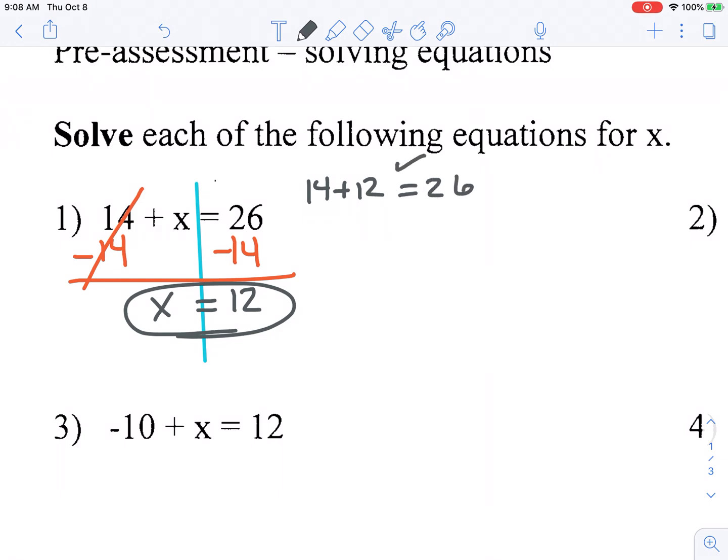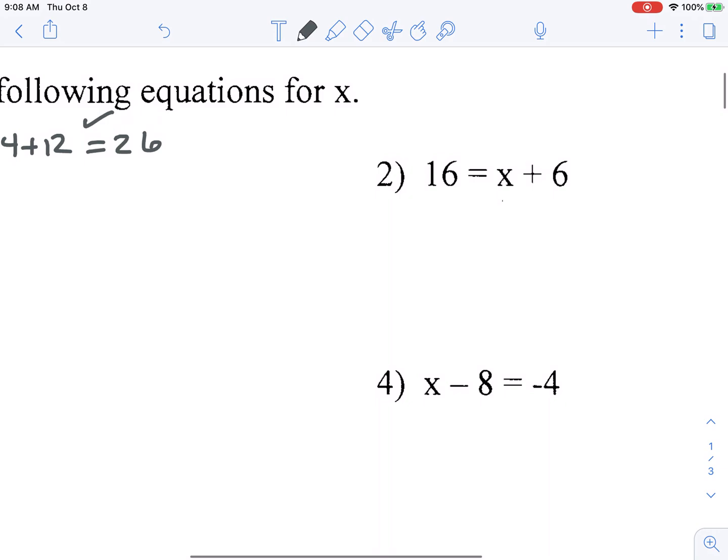Okay? Again, you might have been able to get 12 as an answer because you know 14 plus 12 is 26, but I need you to start practicing writing your work this way. Okay, so in number 2, I'm going to drop my line wherever the equal sign is. All that does is remind me that I've got a left side and I've got a right side. My goal is to get X by itself. And so since X is right here, I'm going to try to eliminate this positive 6 by subtracting 6.